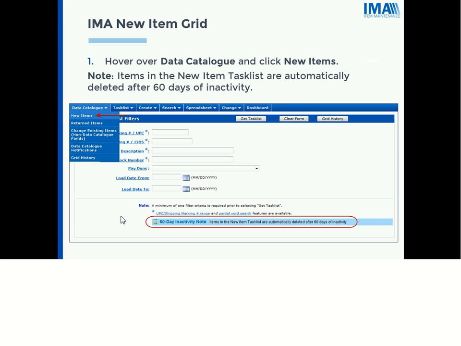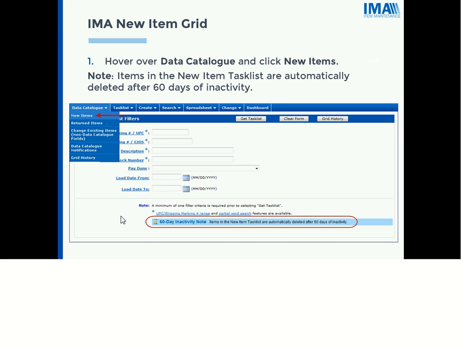One of the things I do want to call out, you'll see that 60-day inactivity note down at the bottom. If your items have been synced over and you just kind of leave them there and you don't touch them, after 60 days they will be deleted from your task list. You're not going to get like a heads-up email saying that they're getting ready to be deleted. They'll just be gone. So I just wanted to call that out to you.